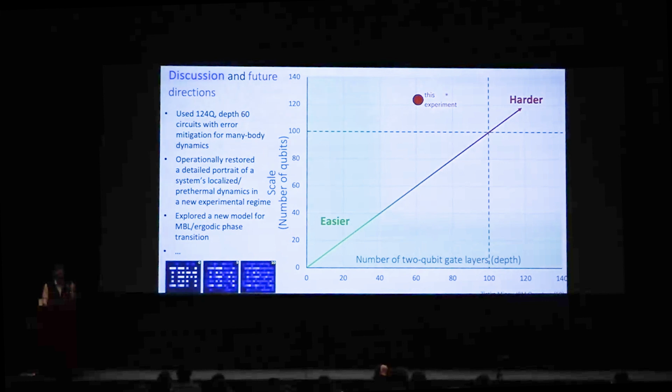But we're getting closer and closer to this region where we can start to do circuits that are both at the scale of 100 qubits plus and at a deep depth of 100 layers of parallel gates, where I think we'll find more and more interesting problems to look at and do.